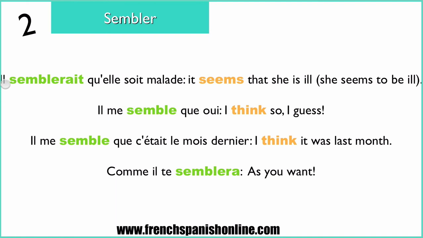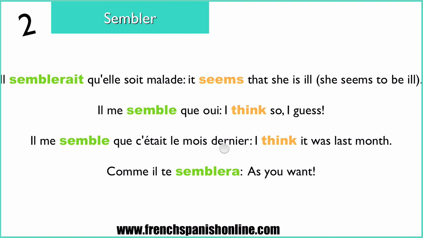You can also notice that we have the neutral il here to translate it. So when you have she seems to be ill, in French it's better to say it seems that she is ill. Il me semble que oui, to translate I think so or I guess. Of course, you can also say je pense que oui, and we use in this case the translation of I with je. But if you want to use the verb sembler with the meaning of to think, to believe, we use the neutral il, and we have il me semble que oui.